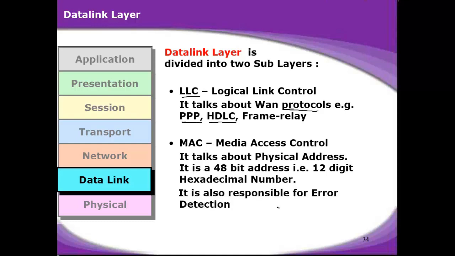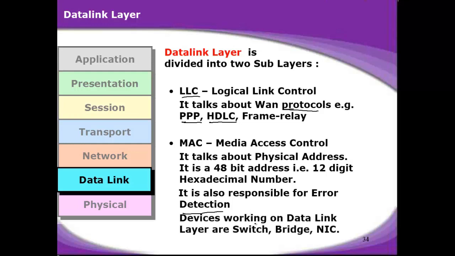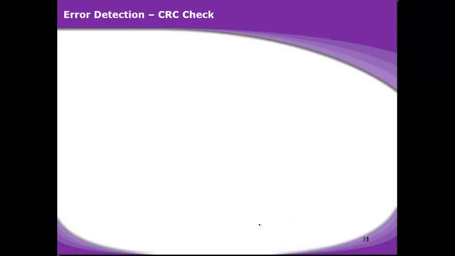It is also responsible for error detection. So we need to note here that this data link layer is only responsible for error detection, not for correction. If data correction is needed, then the destination needs to contact the source transport layer, because, as we have discussed in the transport layer session, the transport layer is responsible for error correction. So devices working on the data link layer are the switch, bridge and NIC.